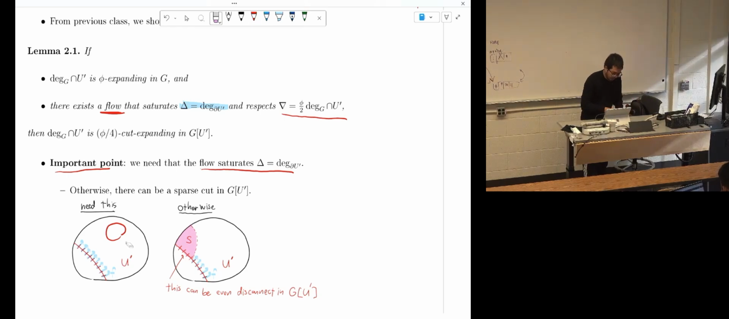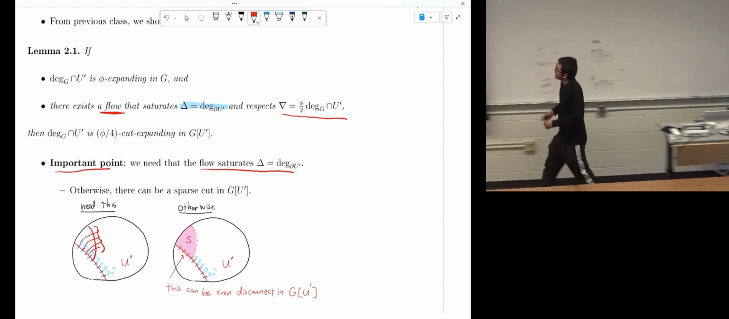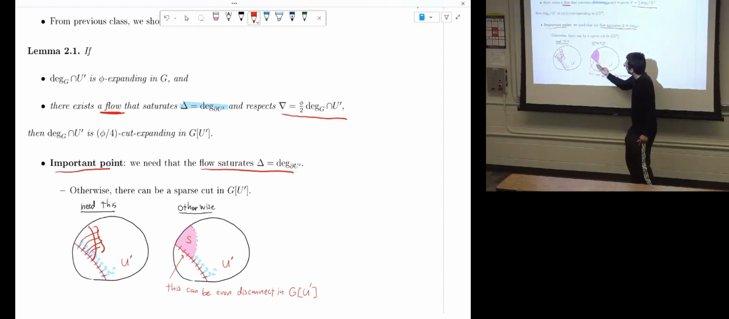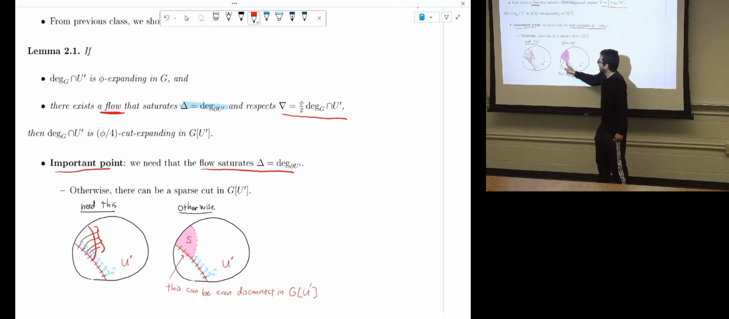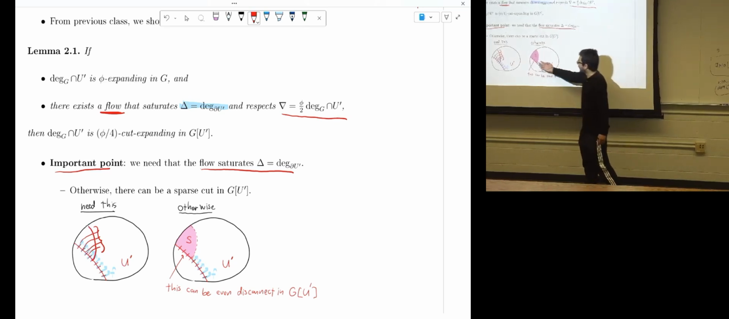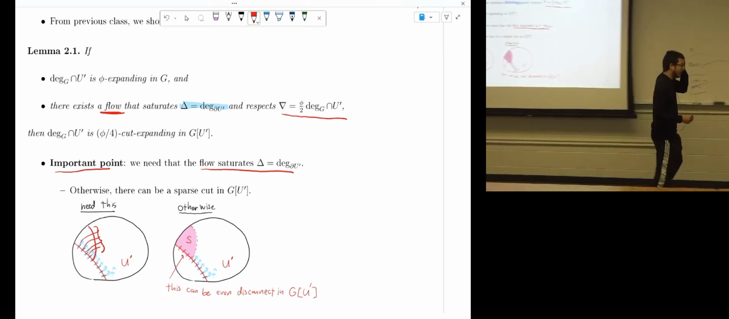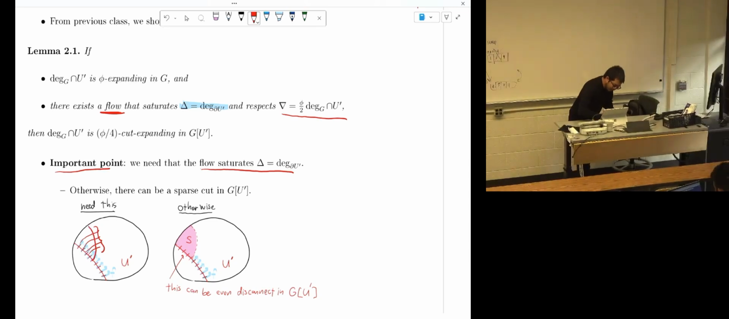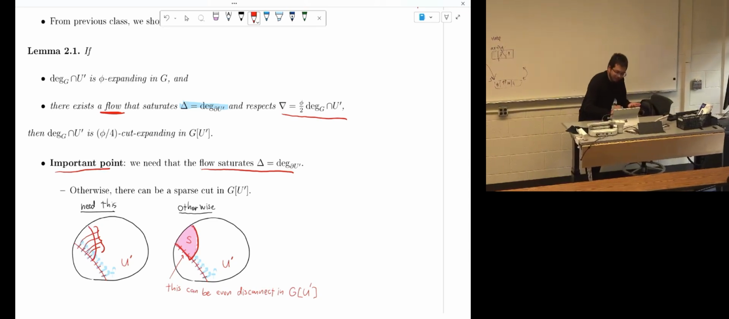It's still expanding. If there is a cut here, well, there is a flow that tries to send out of it. So this thing cannot be sparse. But if this flow, let's say you can only send it from some edges, but you don't send any flow here, then it can be the case that here, there are no edges at all crossing S from U minus S. So, without flow, this set here used to be expanding in G.